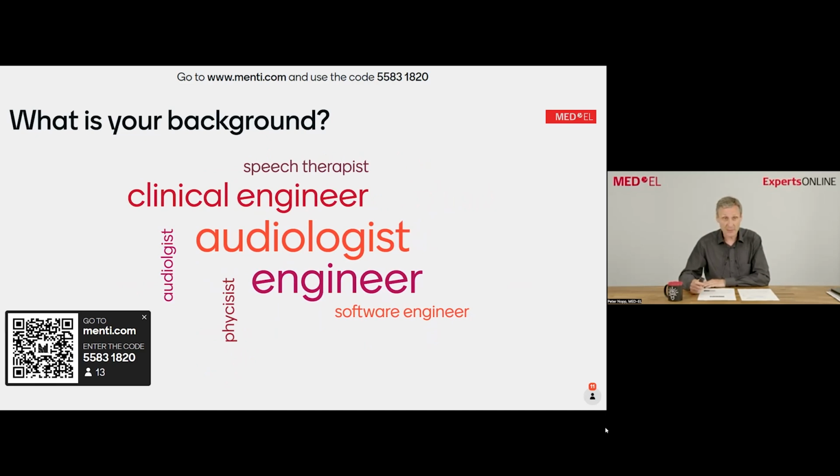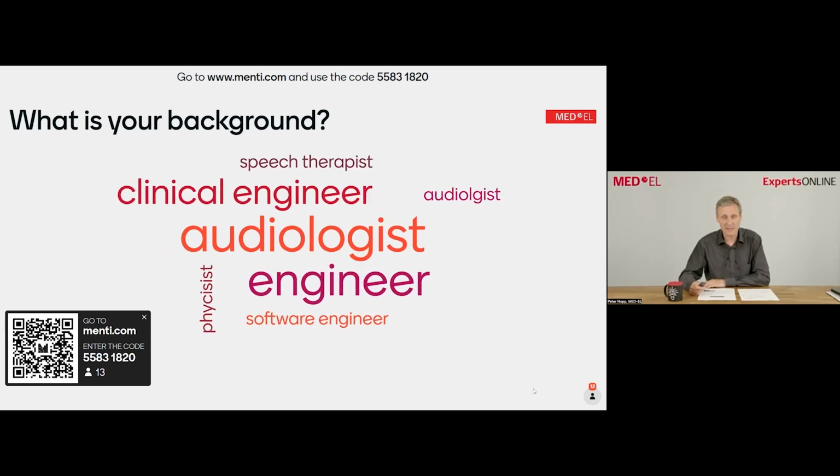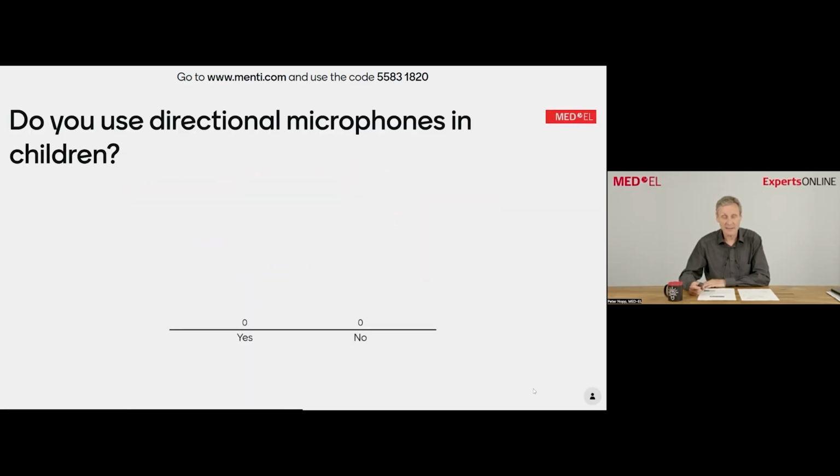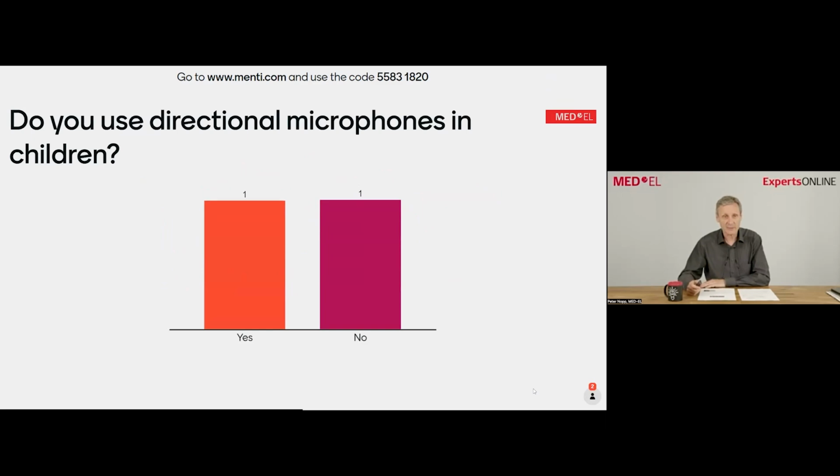Good. And the next question is about the matter. The matter of this Audiology Online is directional microphones in CIs in children. And the next question just is, do you use directional microphones in children in general? Response options are just yes and no. It's not about what directional microphone you're using. It's just directional microphones, yes or no. So this is directional versus omnidirectional, basically. So we have more people who are on the directional microphone side than people who are on the omnidirectional microphone side. Okay.